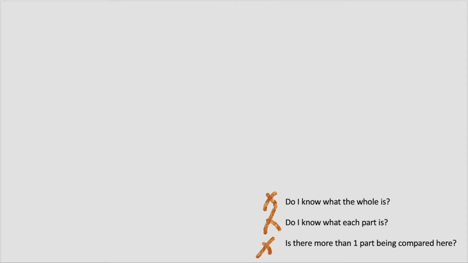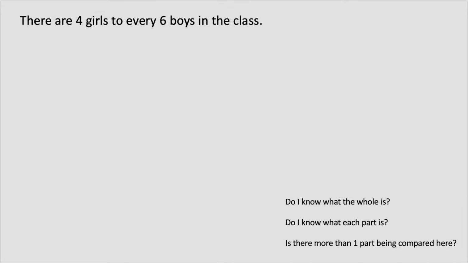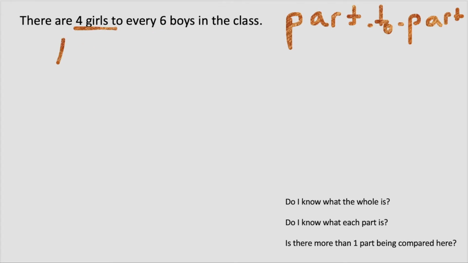So when we look at this problem, there are 4 girls to every 6 boys in a class. The first thing I ask myself is, is this a part-to-part relationship or a part-to-whole relationship? This is definitely a part-to-part relationship because we don't know what the whole is, or we could easily find it out actually. If I don't know what the whole is, then I know there's 4 girls, and I'm comparing 4 girls to 6 boys as a ratio.